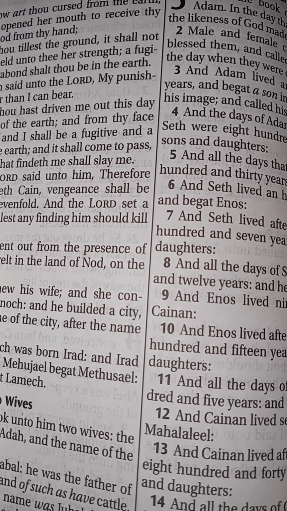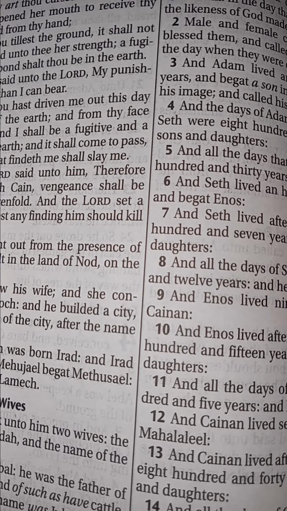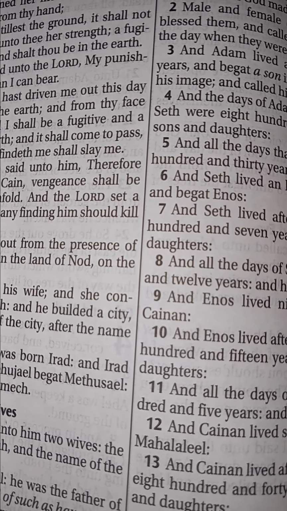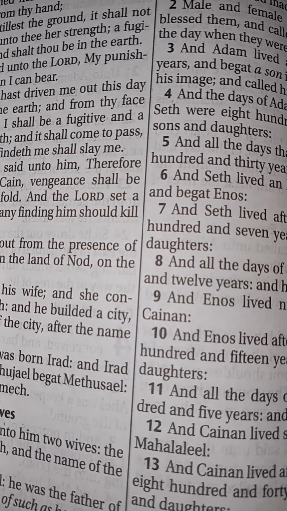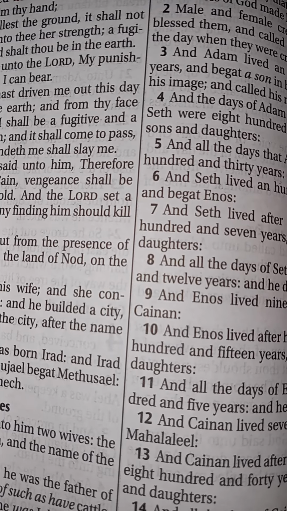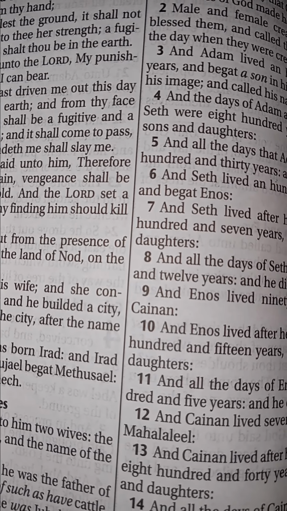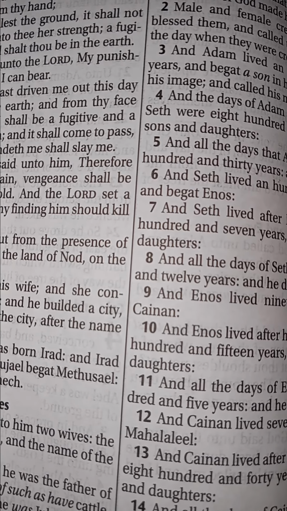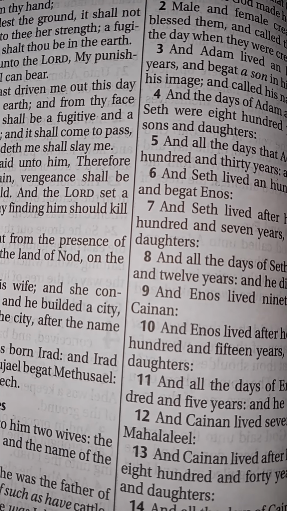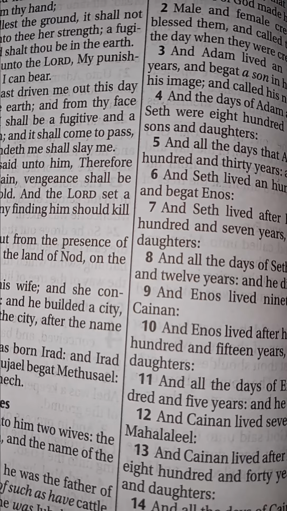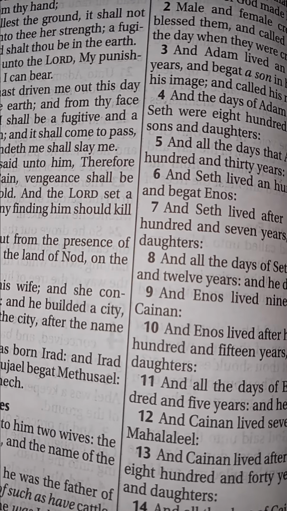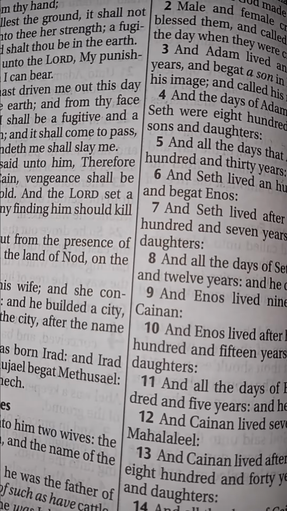Let's see if I can find it. Right here in Genesis 6:13, it says, "And God said unto Noah, the end of all flesh is come before me." He didn't say all of mankind, he said all of flesh. "For the earth is filled with violence through them. And behold, I will destroy them with the earth." It just says earth. It does not say the whole world was flooded. It says the earth was flooded.